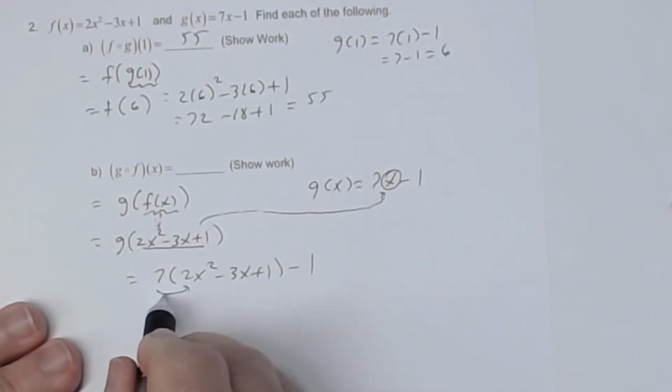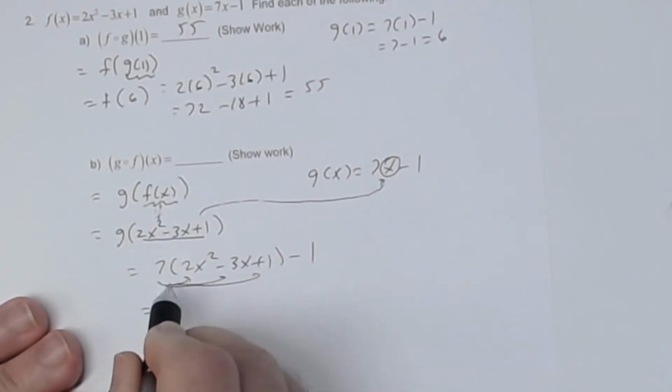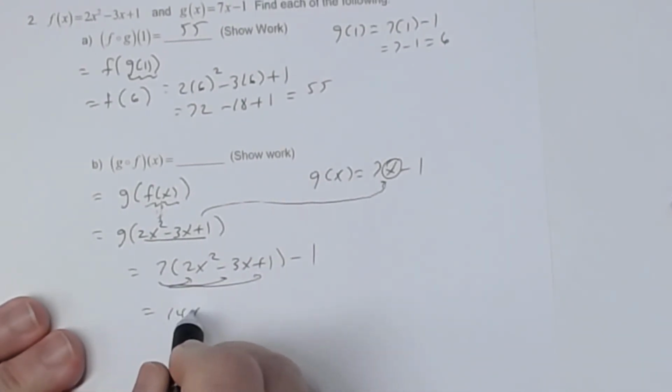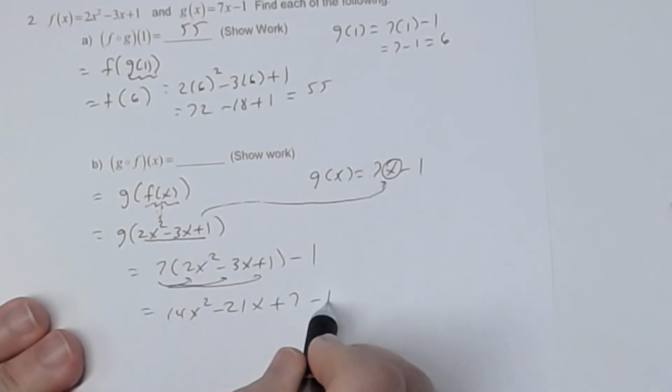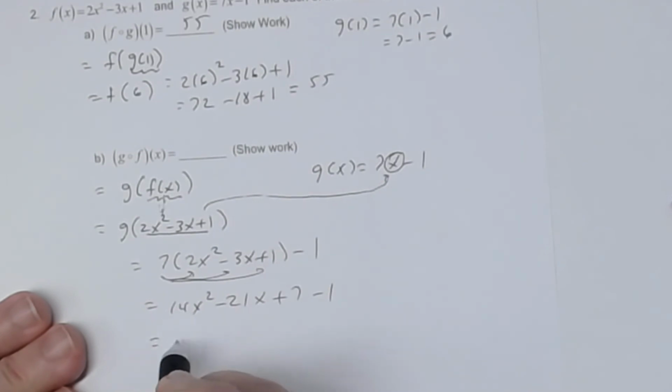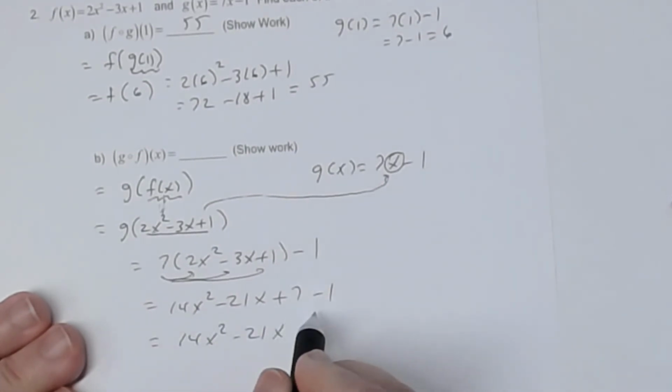Now distributing, I'm going to simplify this. 7 times 2x squared is 14x squared. 7 times a negative 3x is a negative 21x. 7 times 1 is 7, and then minus 1. Combining like terms, I get 14x squared minus 21x. 7 subtract 1 is 6.